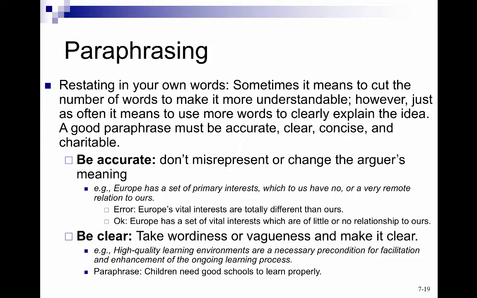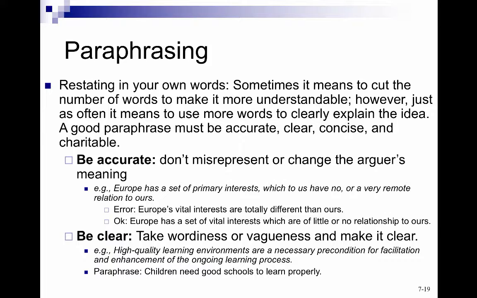Be accurate. This means to say what the statement really means. Don't misrepresent or change the meaning. In this quote by George Washington, "Europe has a set of primary interests which to us have no or a very remote relation to ours." It would be an error to paraphrase that as "Europe's vital interests are totally different than ours." He's not saying that. He's saying that their interests are different, but not totally. Obviously, there is what he refers to as a remote relationship. So the second paraphrase, "Europe has a set of vital interests which are of little or no relationship to ours," is more accurate.